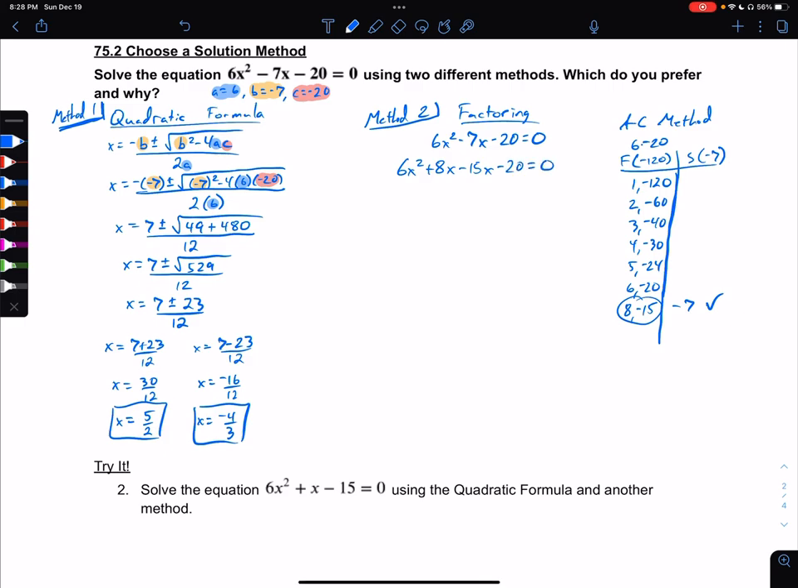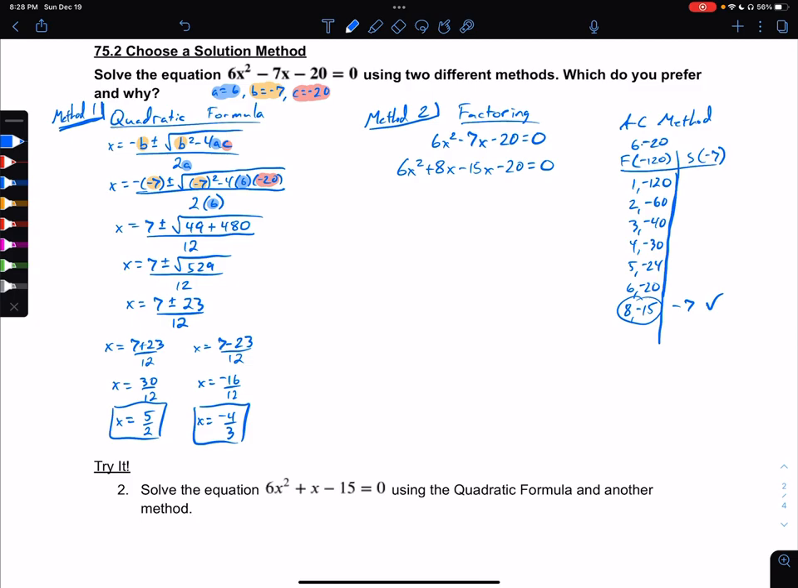So again, we knew this was going to work because the textbook told me so, but we didn't know that to start. So that's why I really wouldn't recommend factoring for this problem, but we'll go for it anyway, like I said.